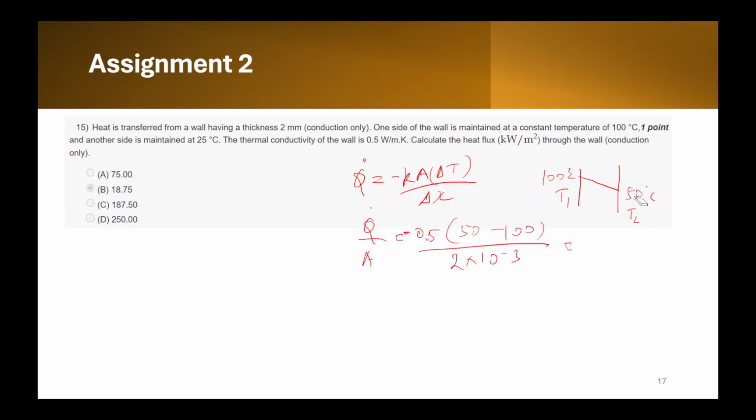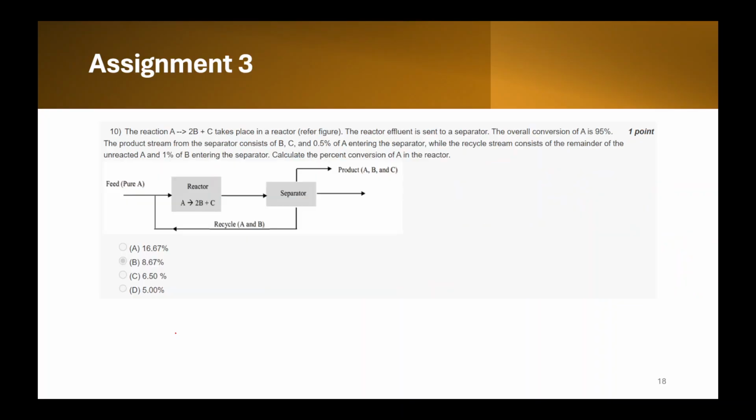Oh, not 50, sorry. This is not 50. This is 25. This is also 25. My bad. So, minus 0.5 into 25 minus 100 upon 2 into 10 to power minus 3 gives you 18750 watt per meter square. Okay, so in kilowatt it is 18.75 kilowatt per meter square. So the correct answer is 18.75.